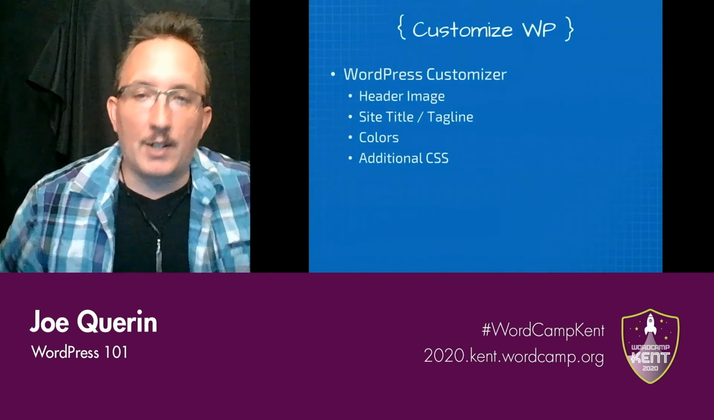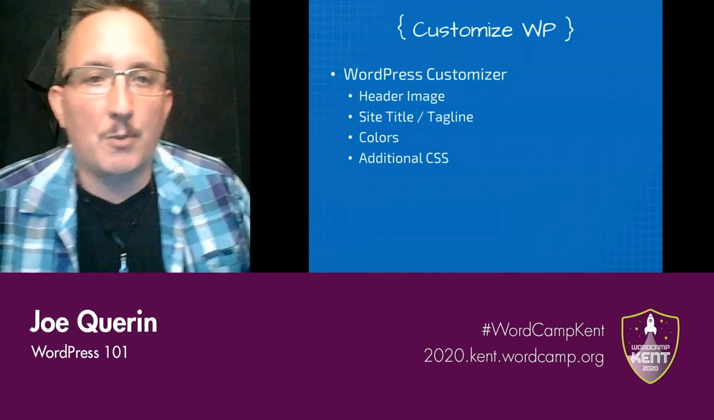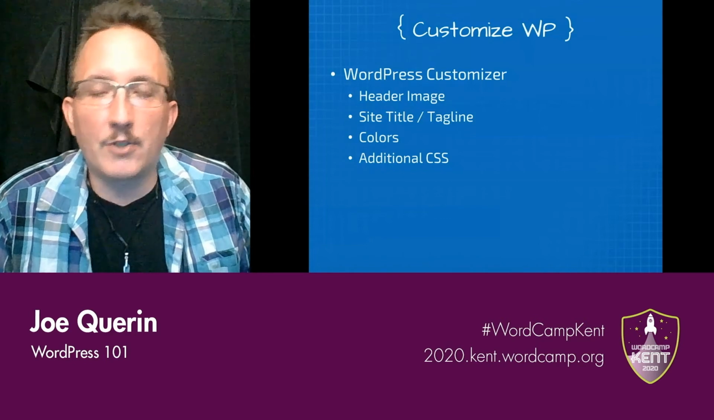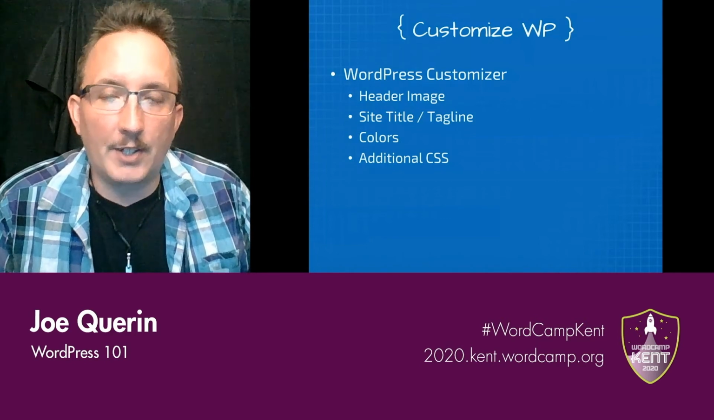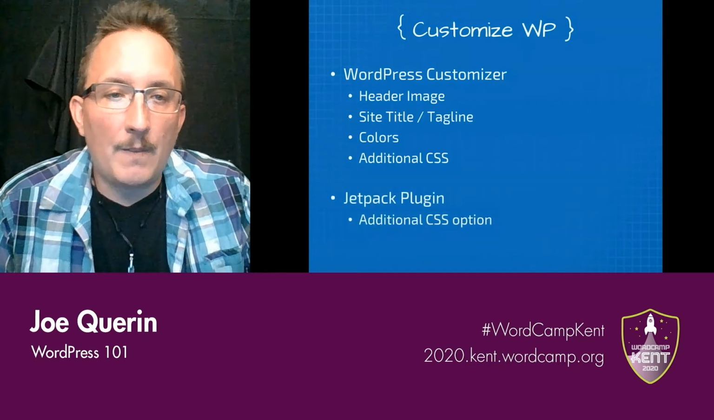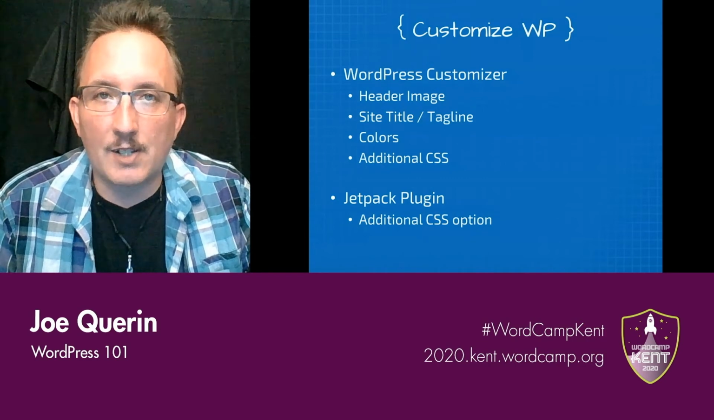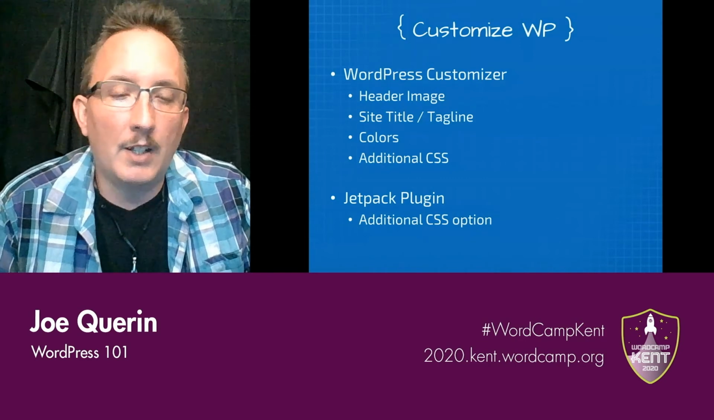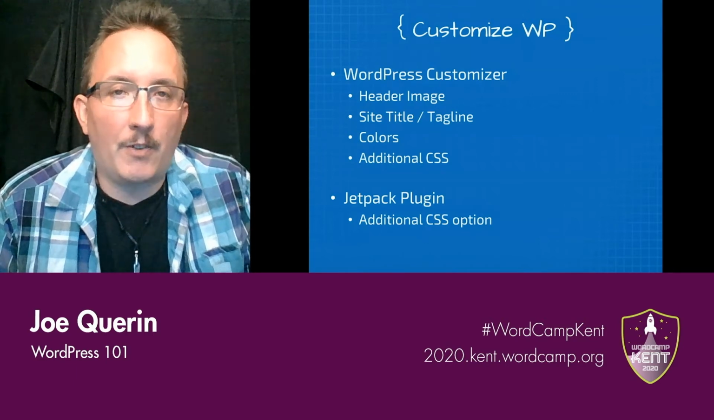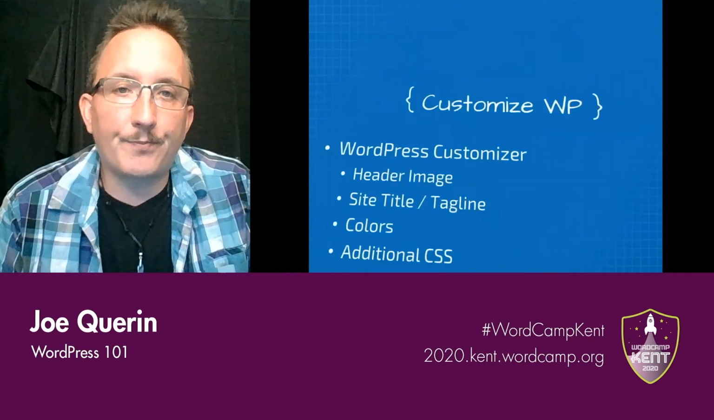So what if you want to customize WordPress? Well, as we saw yesterday, there's the WordPress customizer. You can change the header image, the site title, the tagline. You can change the colors. There's also this thing called additional CSS. And I really like the customizer and the fact that you can use that. If you're not using the customizer, in the Jetpack plugin, there's also the additional CSS option, or at least it was there the last time I looked. I'm not sure if it's still there, but I actually like the WordPress customizer CSS better, even if you are using Jetpack, because it's right there. It makes it really easy to get to.